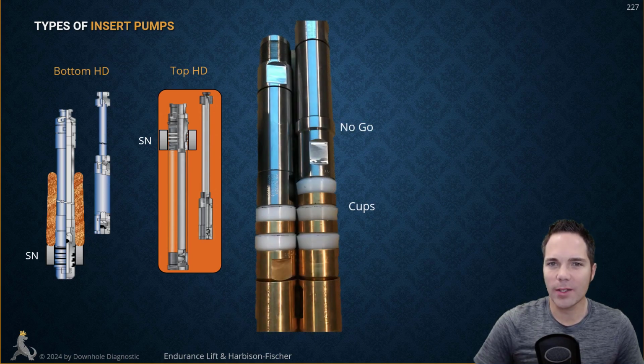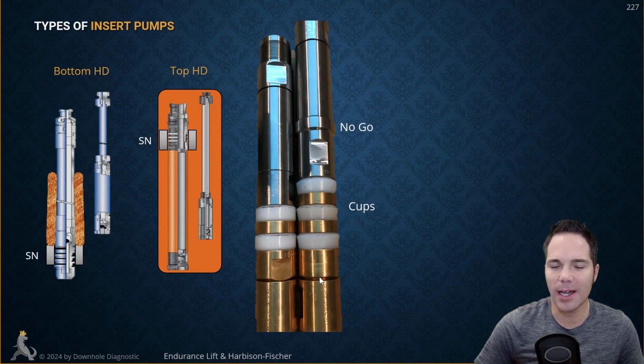So here's what a hold down looks like. This is a conventional style hold down here on the right. I think this might be the way API recommends it, not exactly sure, but this is what you'll typically see. You'll see 3 cups if you have a cup type hold down. These are just some hard plastic rings. Basically, they create a pressure seal there in the seating nipple. And then there's also a no-go. It's termed no-go because the pump can't go through the seating nipple because of this lip that's sticking out to prevent you from knocking it down through the seating nipple.